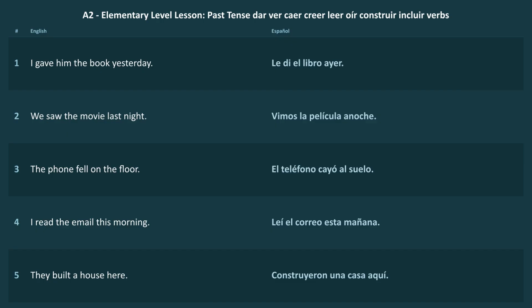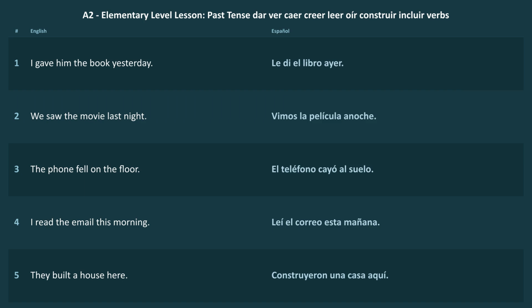First pattern, dar and ver are short, very common verbs, and in the simple past, they look a little unusual. Dar becomes di, diste, dio, dimos, dieron. Ver becomes vi, viste, vio, vimos, vieron. Notice something nice? No accent marks there. Short and punchy. Di, vi, dio, vio.